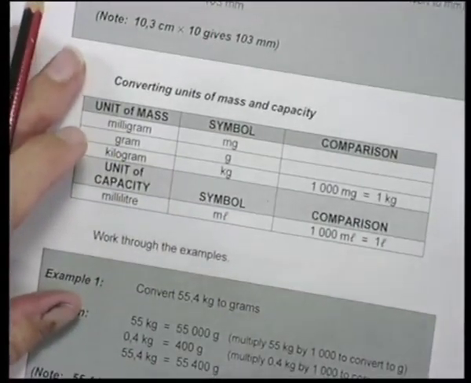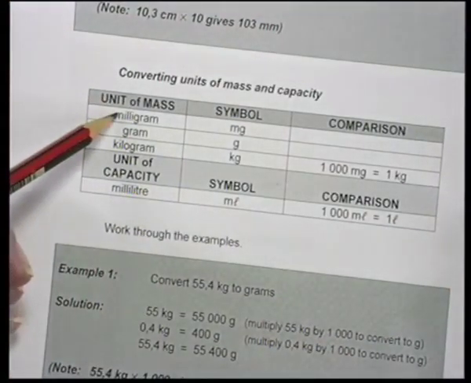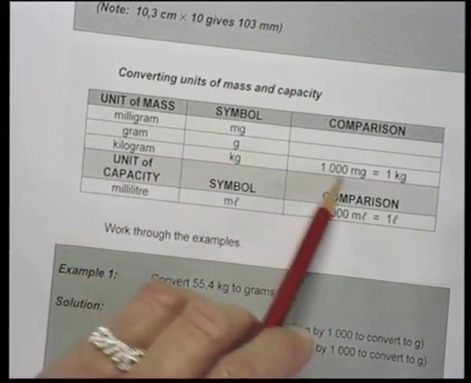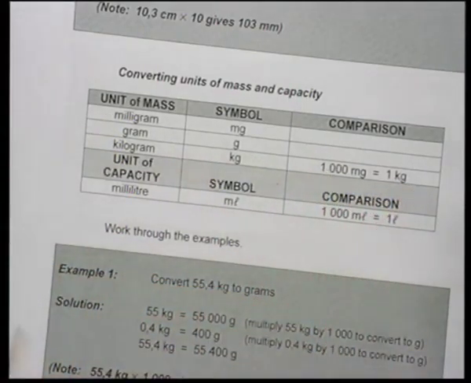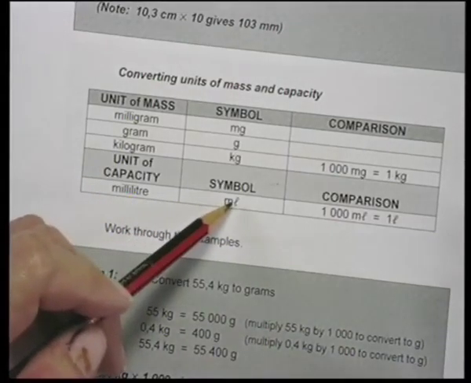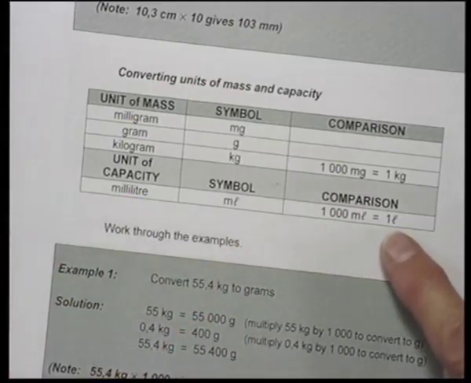These things the learners must know. The milligram, the gram, and the kilogram. 1,000 milligrams is the same as 1 kilogram. Capacity, milliliters. 1,000 milliliters is the same as 1 liter.